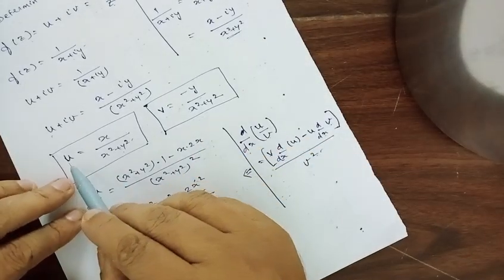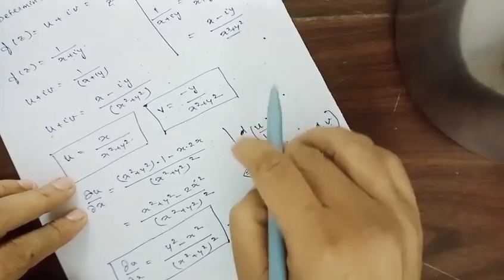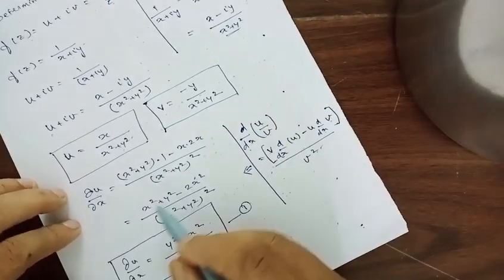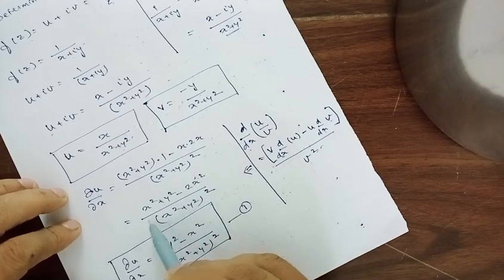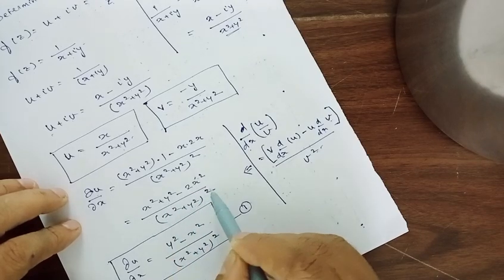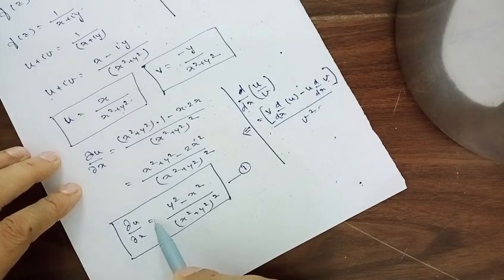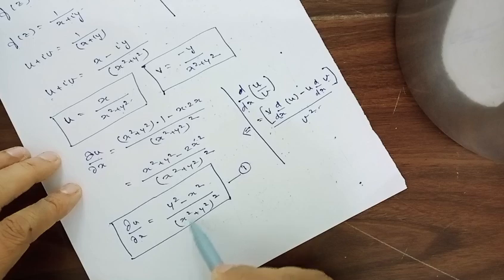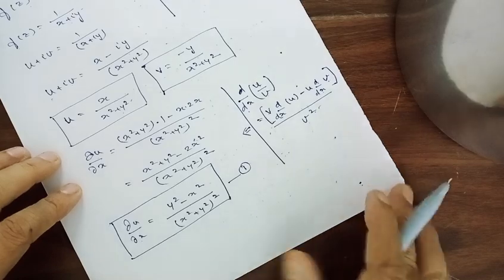Actually here we are taking u and v. Don't confuse this and this. This is a separate differentiation formula. Right. So when you solve this, x square plus y square minus 2x square divided by x square plus y square the whole square. So from this you will find dou u by dou x is equal to y square minus x square divided by x square plus y square the whole square. So we found dou u by dou x first.